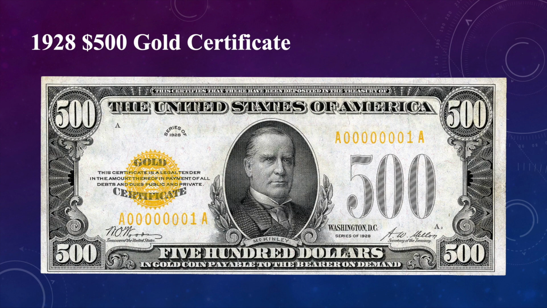1928, we see the last $500 gold certificate out there, and it marks the beginning of the transition over to the modern-looking $500 bill with William McKinley on the obverse, who was killed only 6 months into his second presidential term. I believe he was the 25th president. Don't quote me on that, though. And 1928 was actually the last year that the United States was issuing these gold certificates.